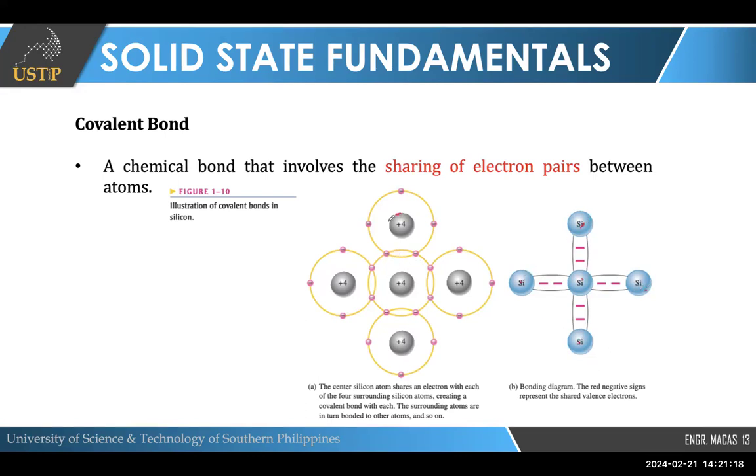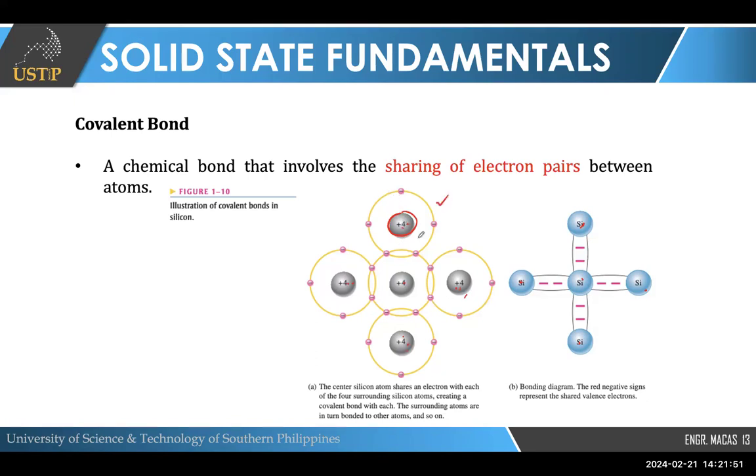So again, your core is +4, the silicon nucleus. If we let silicon atoms share electron pairs with each other, this is what it looks like, because it has 4 valence electrons on the outside. If you place 4 surrounding silicon atoms around the middle silicon atom, it will share electron pairs with each of them.